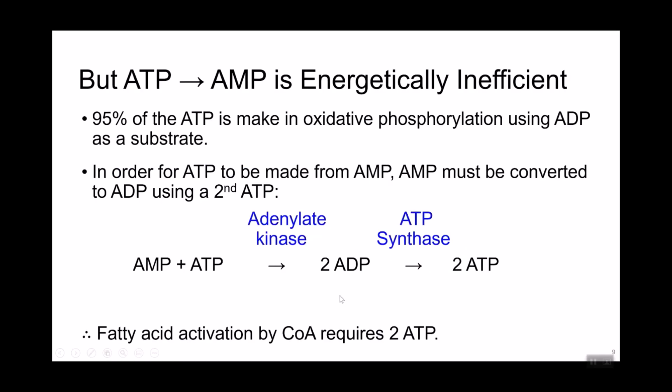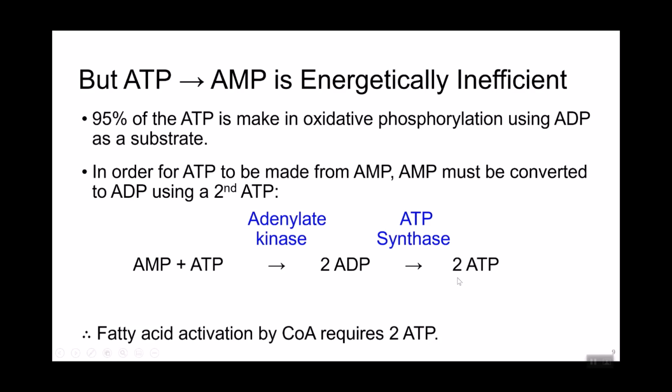The problem lies in the regeneration of ATP. Remember, when it comes to making ATP, the majority of ATP synthesis comes down to ATP synthase that uses ADP as the substrate. It can't use AMP as the substrate, so we need to sacrifice a second ATP molecule to make ADP from AMP. Adenylate kinase is going to move a phosphate from that second ATP onto AMP so that we now have two ADP molecules that ATP synthase can use.